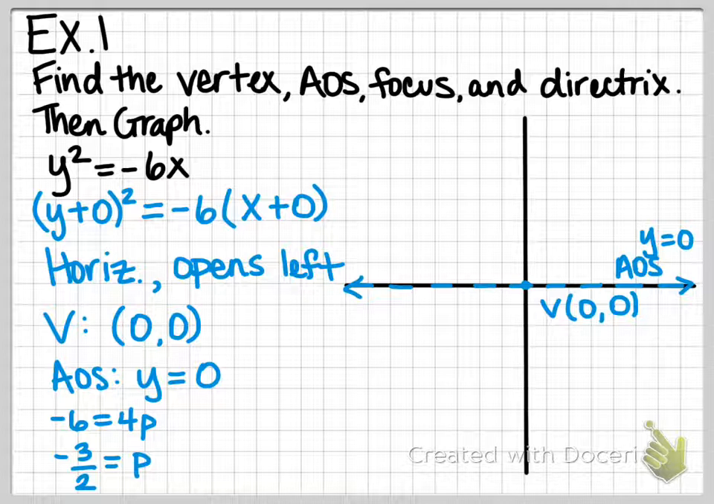Okay, so I go and graph this on my grid. I want to go 3/2 away, so that's like 1.5, and that's where my focus is. So my focus is at -3/2, comma 0.